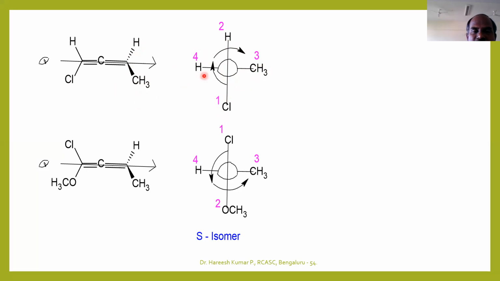What it means? It means that it's an R configuration. So maybe you can write here, it's an R configuration. So take a pencil and you can write, it's an R configuration. So that means this kind of allene exhibits an R configuration.